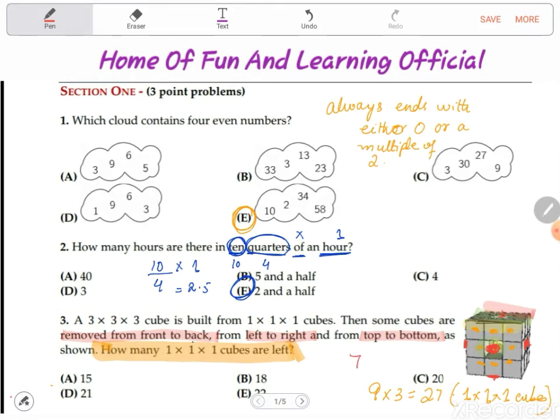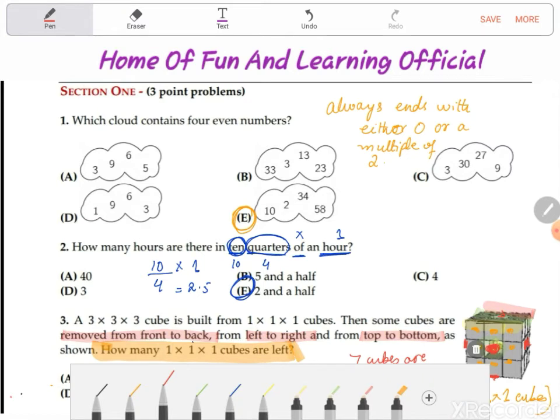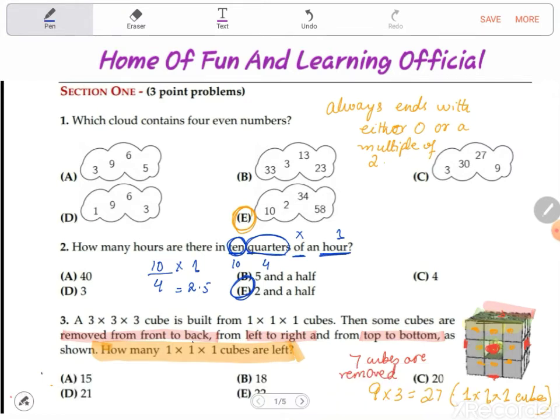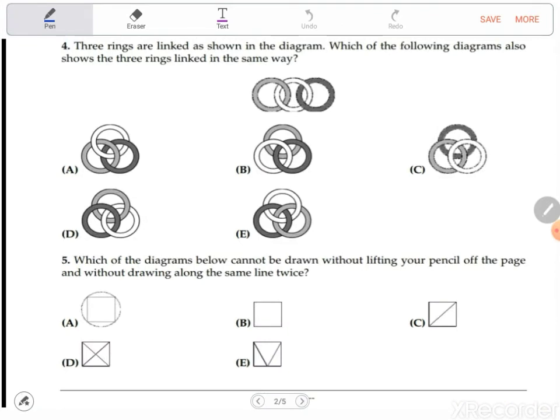So 7 cubes are removed. So we need to calculate how many cubes are left remaining in the figure, and that equals 27 minus 7, which is equal to 20. So the correct answer for this is C. That will be 20 cubes. Let's move on to the next question.